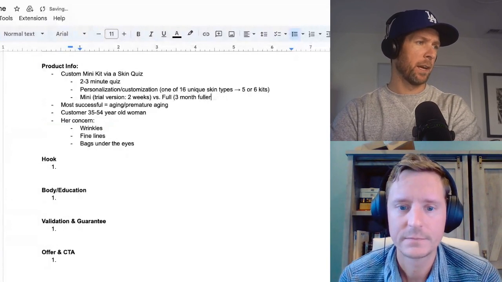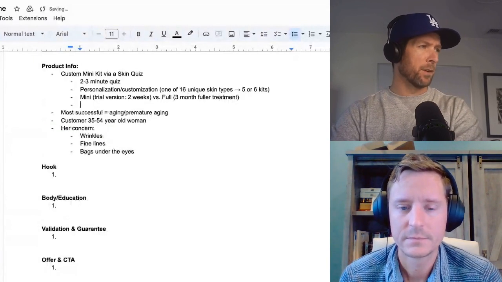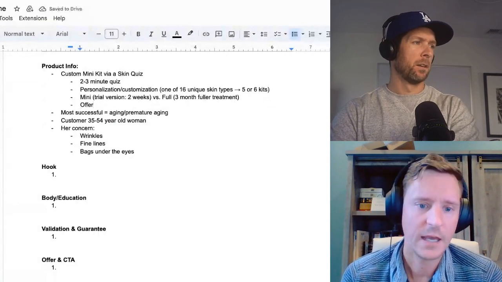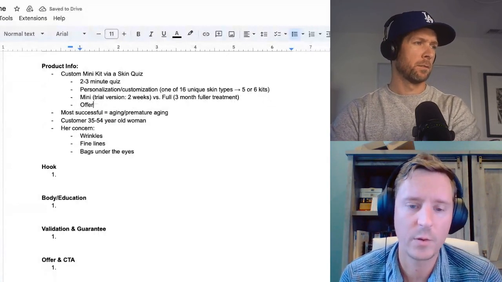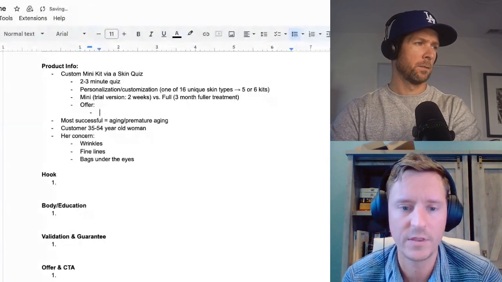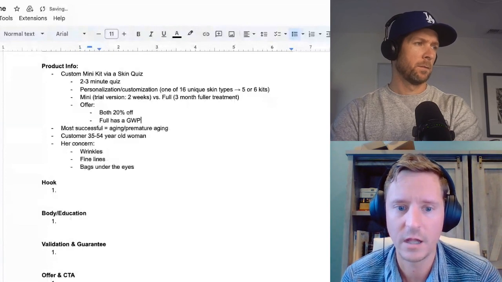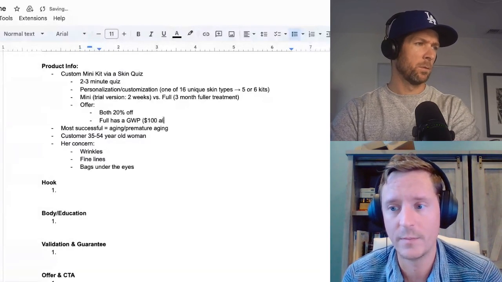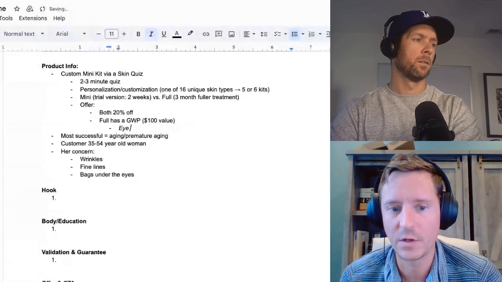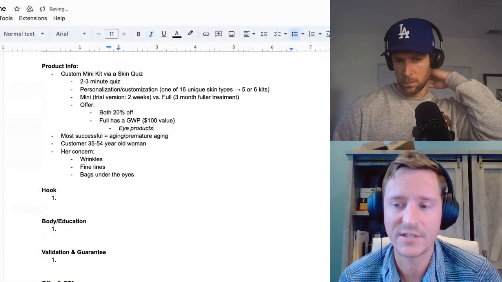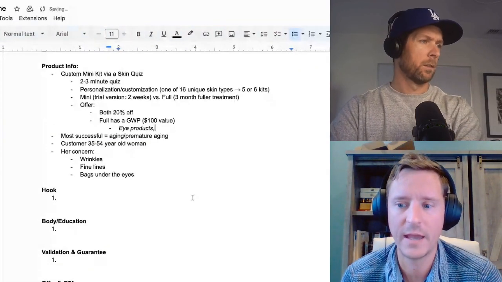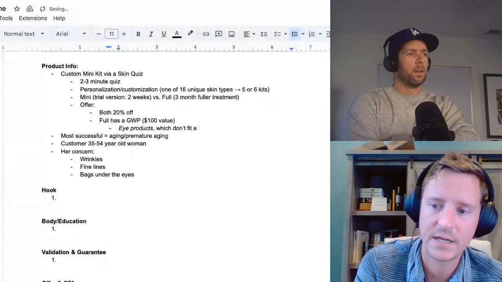Okay. And then let me ask a question about the pricing on those. So the offer difference, how are those two positioned, the mini versus the full? Yeah, so they're on the same page and they're both 20% off. The difference is the full has a GWP with it, a gift with the purchase with about $100 value. And it's our eye products. So our eye products don't fit like a standard routine. They're kind of outside of, additional to the routine. And so they're kind of a bonus value add when you go up to that full size.